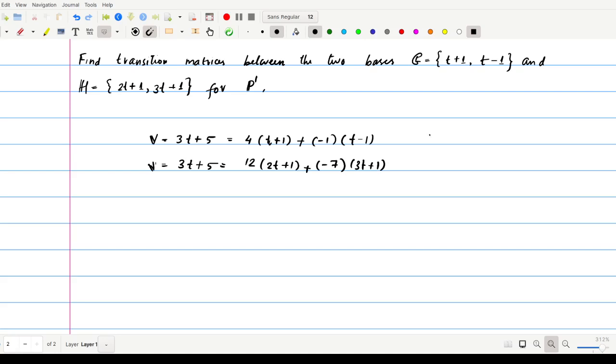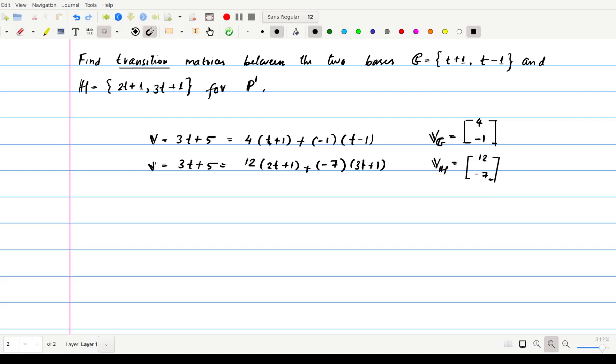Okay, so from this you can write the coordinate of V relative to G, obtained from this expression. So these are the scalars, 4 and minus 1, and from the other expression you can get the coordinates of V relative to H, so that gives 12 and minus 7. So these are two different coordinates for V corresponding to these two different bases, and finally we will verify the relation between these two. So now we will prove how you get this transition matrix?